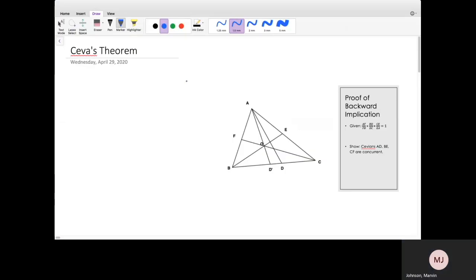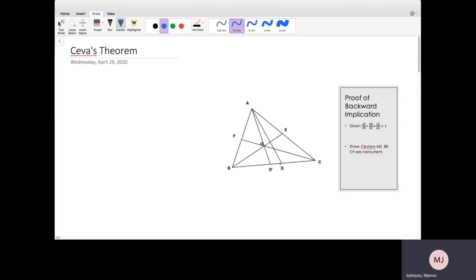All right. Now that we've seen the proof of the forward implication of Ceva's theorem, let's look at the backward implication. We start with our given equation of Ceva's theorem: AF over FB times BD over DC times CE over EA is equal to 1. You may notice I've drawn an extra Cevian in here, AD prime. That's going to come into the proof in a minute. But we're starting with this initial equation, and we want to prove that the Cevians are concurrent.